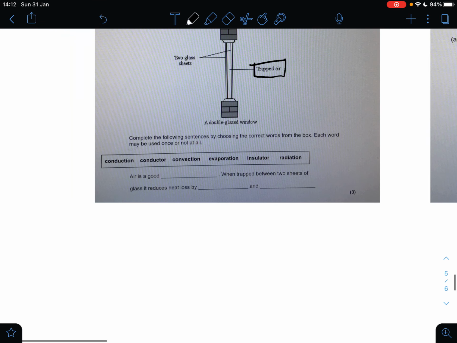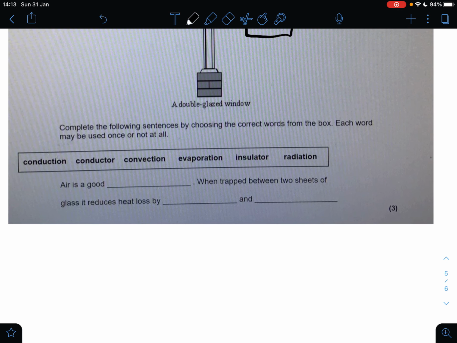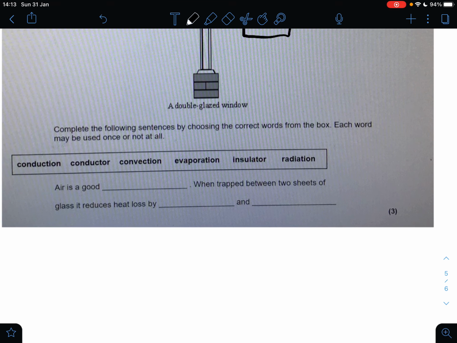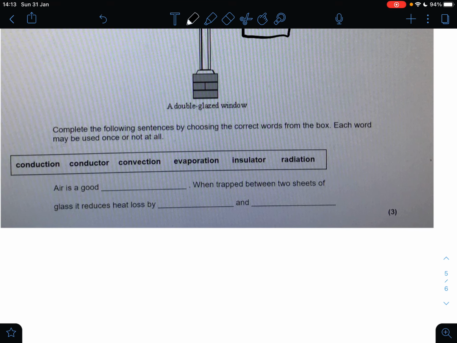Let's see. We can say, air is a good something when trapped between two sheets of glass. It reduces heat loss by something and something. So copy the sentence into your book. Press pause here. Try and fill it out. Once you've pressed unpause, I'll do the answer. So pause now.